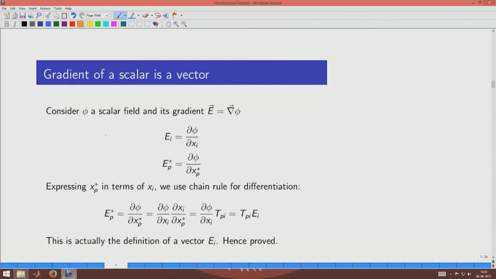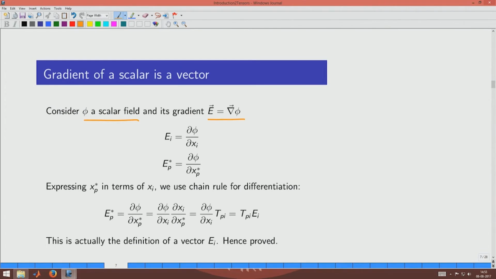Okay. Now, there are also other proofs that we can do, and these appear to be quite silly, because we always thought that they are vectors. Okay. So, for example, if phi were a scalar field, then the gradient of phi must be a vector. So, we always knew that the gradients are vectors. So, what does it mean by proving that they are vectors?